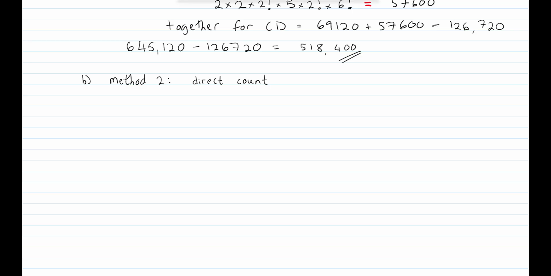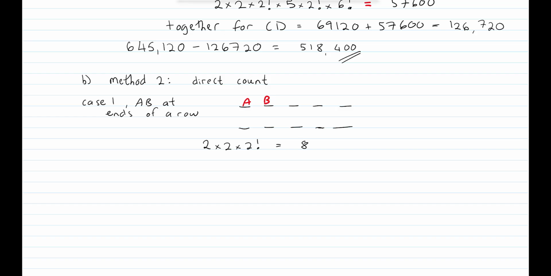Okay, so we'll do a direct count, and as before, we're still going to have to consider 2 cases. Okay, so we'll draw the 5 seats in the 2 rows. So we're going to have case 1, A and B at ends of a row. So we'll work out all the ways A and B can be at the ends. So it can either be at the left end there or the right end. So that's 2 ways per row times 2 rows. And then there's 2 factorial ways of arranging A and B. So that is 8 ways there.